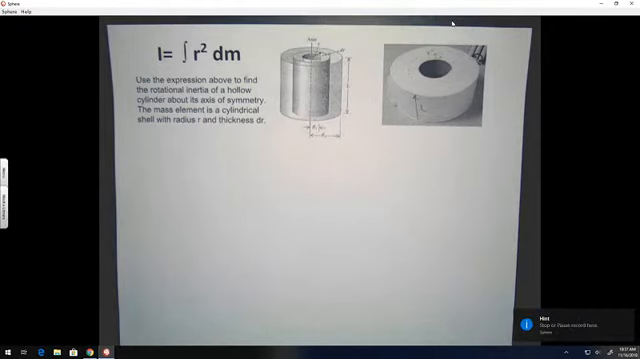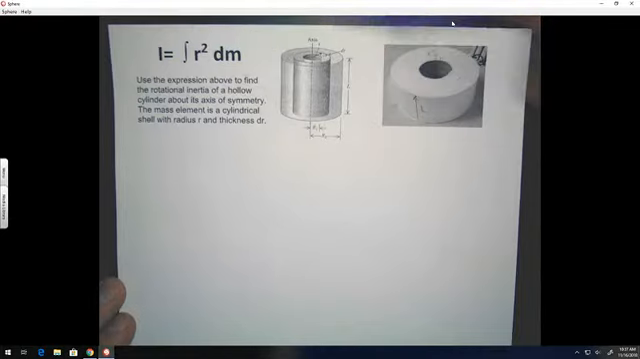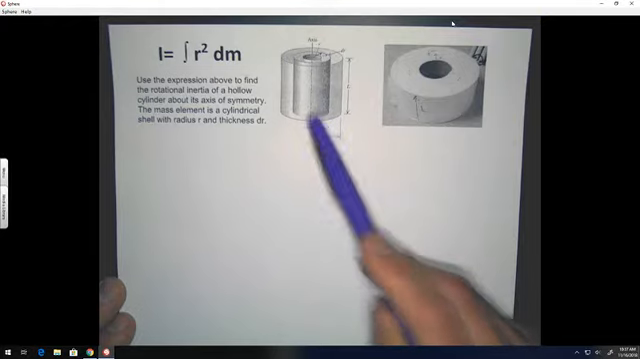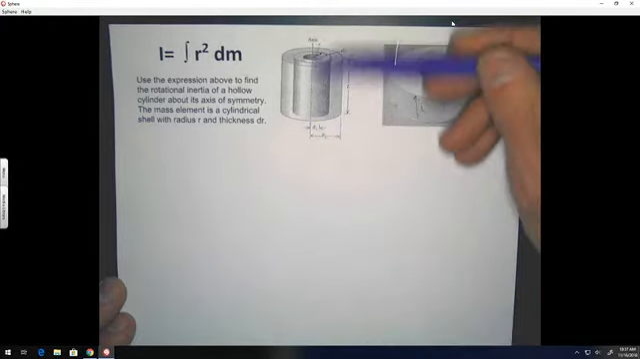Okay, hi there. In this video, I'm going to show you how to determine the expression for the rotational inertia of a hollow cylinder about its axis of symmetry. And we're going to use the standard definition for rotational inertia as an integral. And we've got a picture here of our hollow cylinder. The axis of symmetry is going to run right through the middle of it.